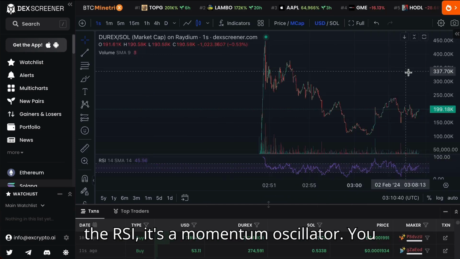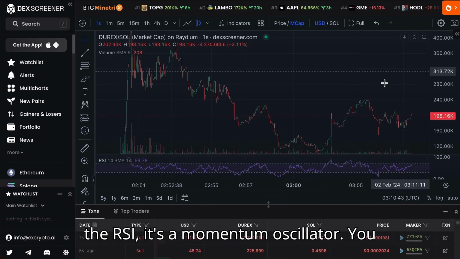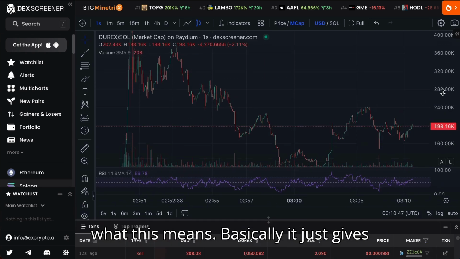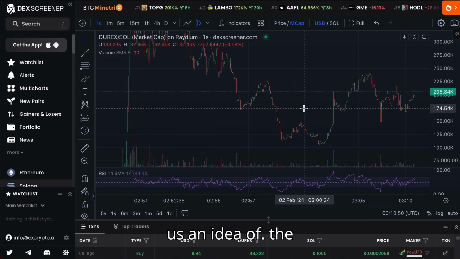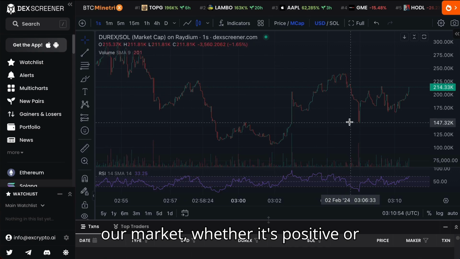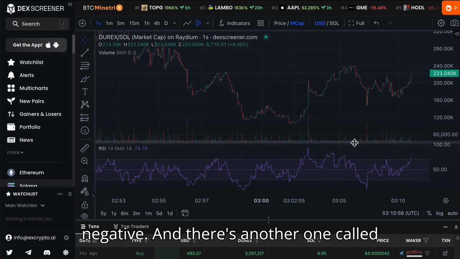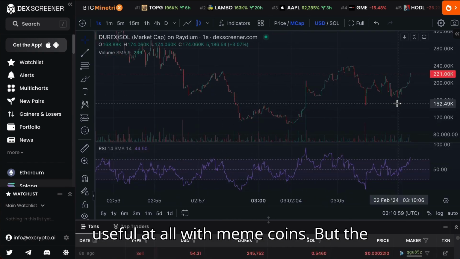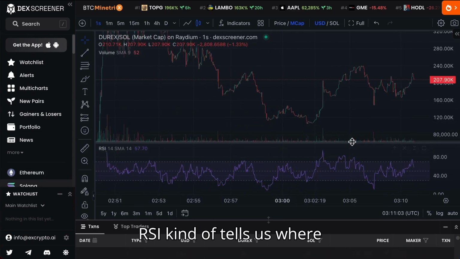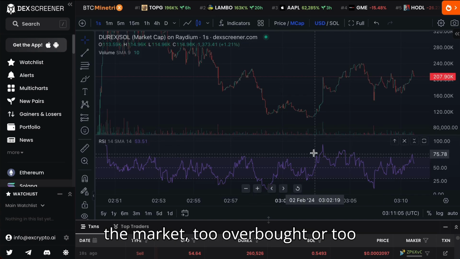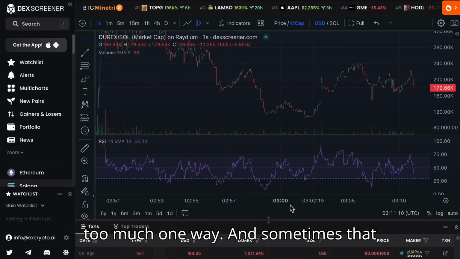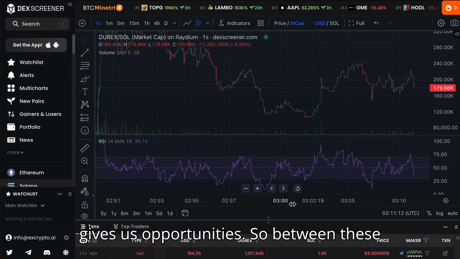Basically, the RSI is a momentum oscillator. You don't need to lose sleep over exactly what this means. Basically, it just gives us an idea of the strength of our market, the momentum of our market, whether it's positive or negative. And there's another one called the MACD as well, which I've not found useful at all with meme coins. But the RSI kind of tells us where things might be a little bit too hot in the market, too overbought or too oversold, because the momentum is pushing too much one way. And sometimes that gives us opportunities.